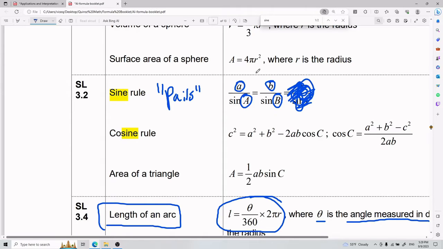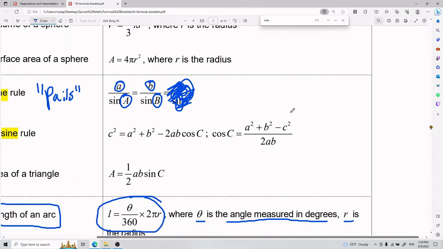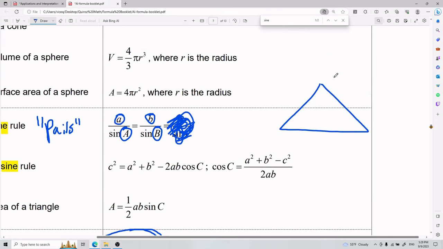So you need 4 pieces of information. Now, what are they? What is little a? What is big A? What is little b? What is big B? I'm going to show you in a second. If I go ahead and make a triangle right here, the intuition is the following. The angles are going to be big letters.